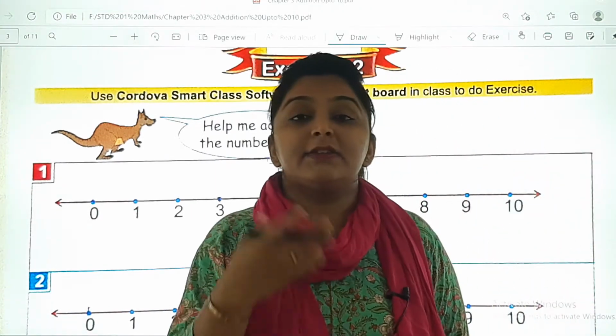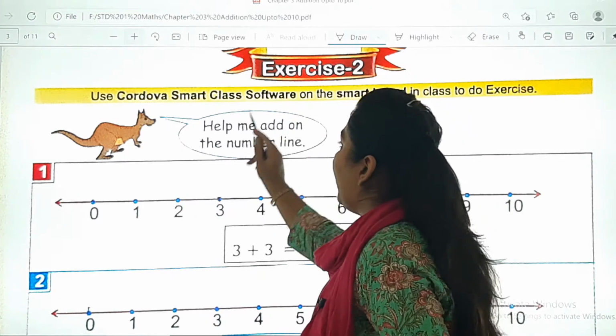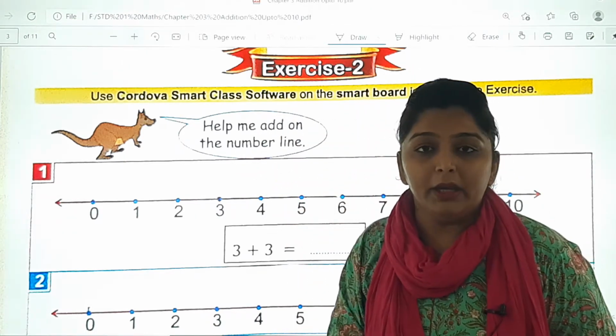Now, in exercise 2, what do we have to do? We have to help the kangaroo on the number line.